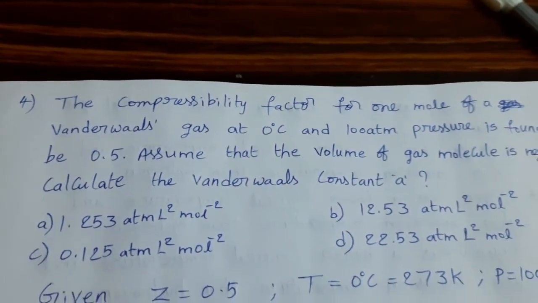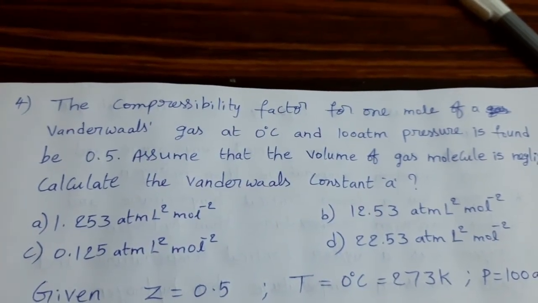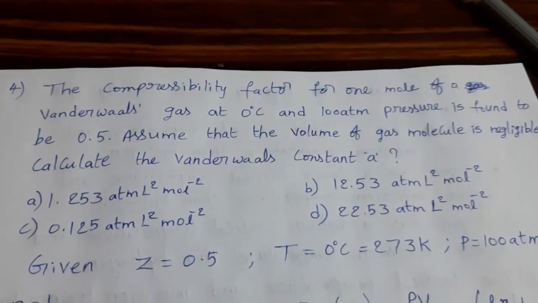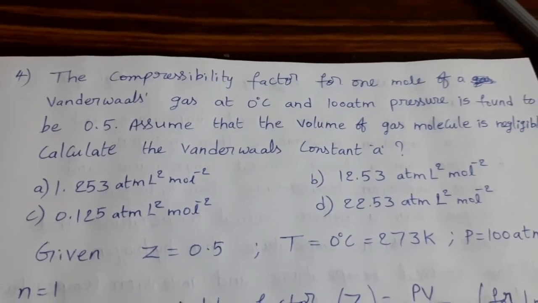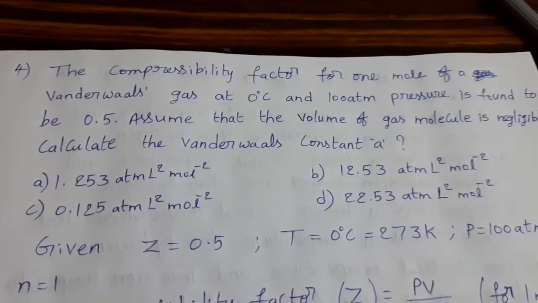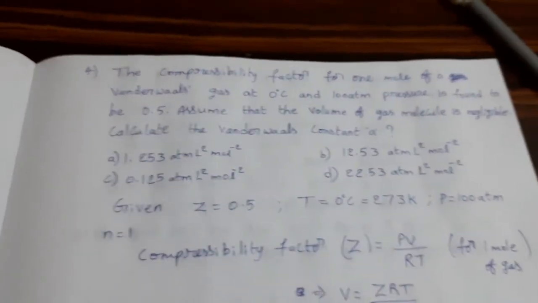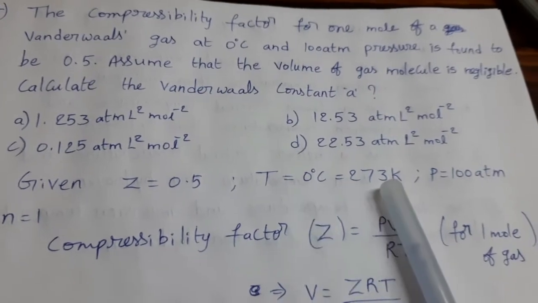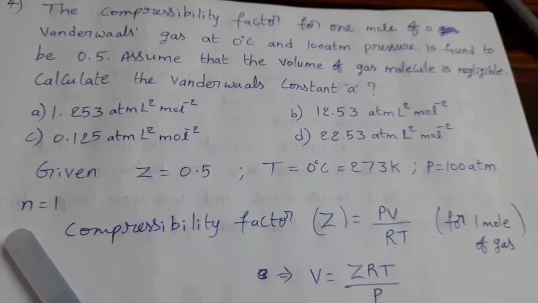Next, the compressibility factor for 1 mole of a van der Waals gas at 0 degrees Celsius and 100 atmosphere pressure is found to be 0.5. Assume that the volume of gas molecule is negligible. Calculate the van der Waals constant A. Okay. Write down given data. Z equal to 0.5. Temperature T equal to 273 Kelvin. Pressure P 100 atmosphere. Number of moles 1.